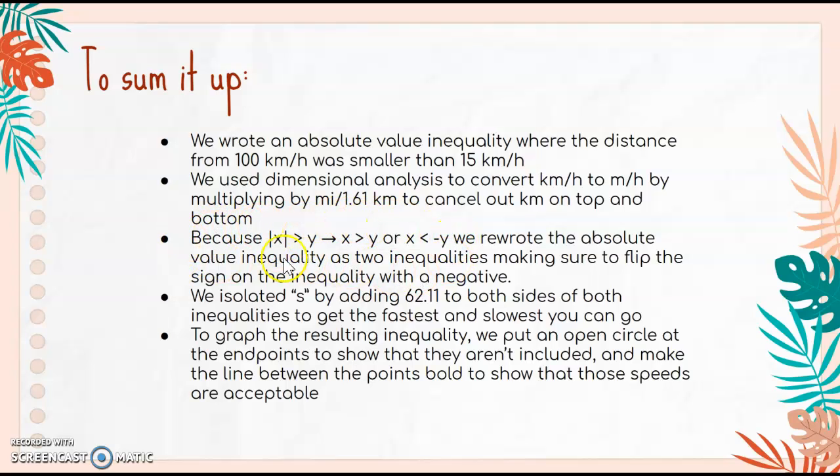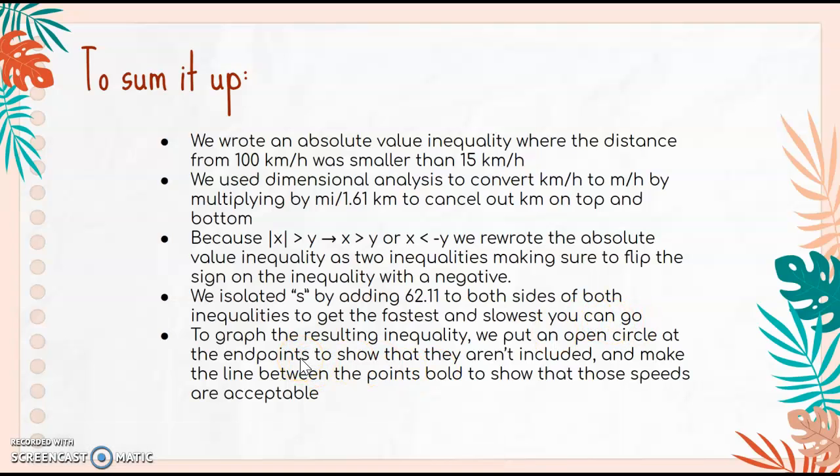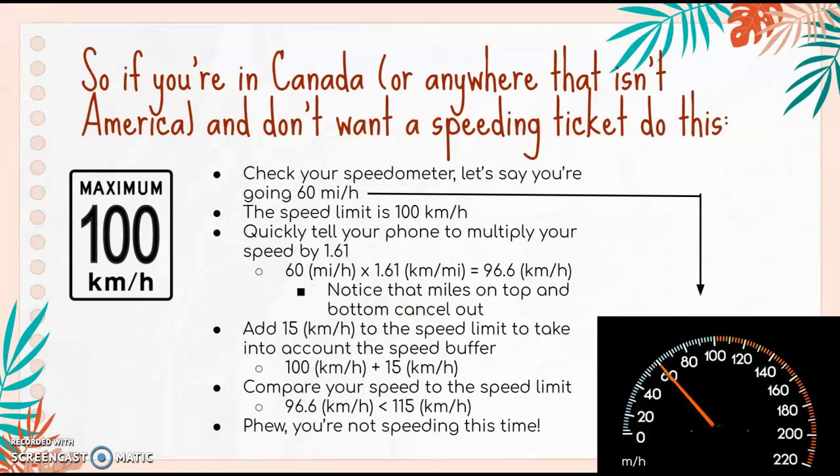We use the inequality rule to rewrite the absolute value inequality as two inequalities, making sure to flip the sign on the inequality with a negative. We isolated s by adding 62.11 to both sides of both inequalities to get the fastest and slowest you can go. To graph the resulting inequality, we put an open circle at the endpoints to show that they aren't included, and make the line between the points bold to show that those speeds are acceptable.